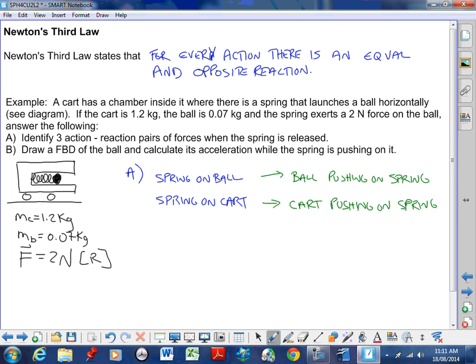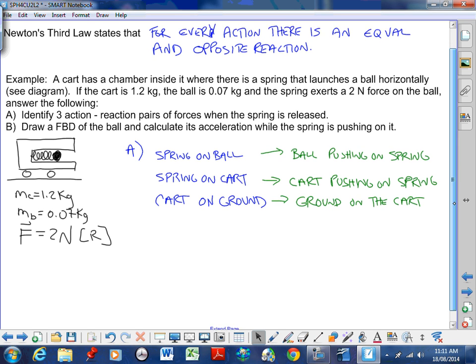The third one then, let's go cart on ground. There'll be a bit of friction between the wheels and the ground, so the ground on the cart. All right, so those are action-reaction forces. One pushes, the other one's going to push back.